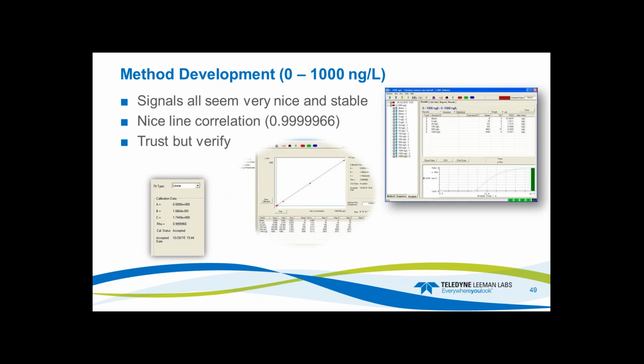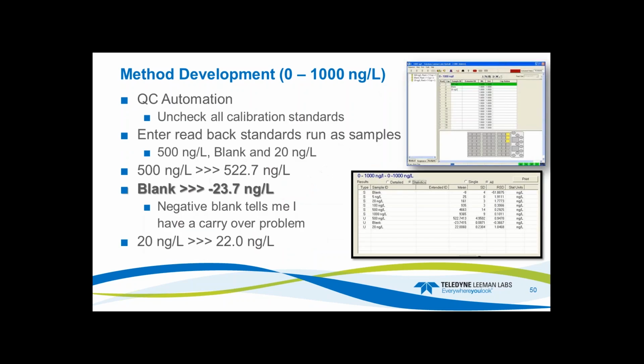So how do we do that? We're going to read back some of the standards and check them against the curve. So uncheck the QC automation, because if you don't uncheck them and you run a new sequence, it'll do the calibration again. So I navigate back to the QC page on the method user interface, uncheck those standards, and then enter the readbacks as samples. And I like to mix it up a little bit. So 500 nanogram per liter, blank, and 20. And then I click update and run the sample.